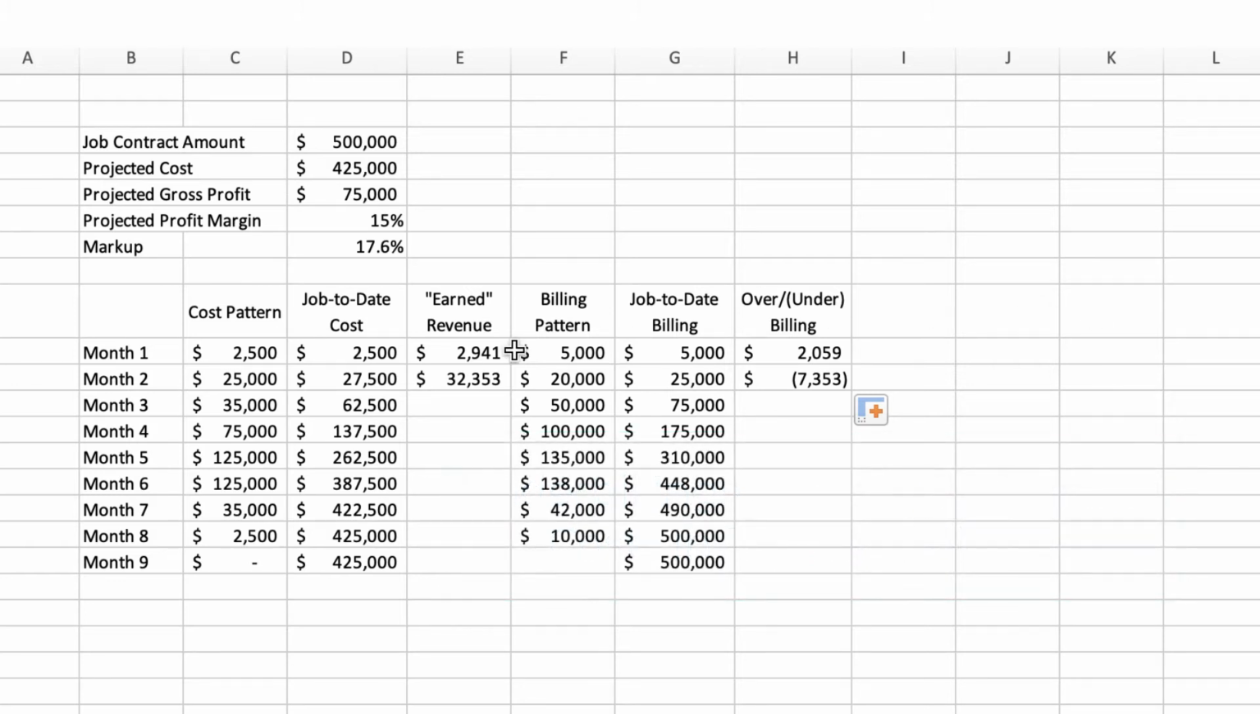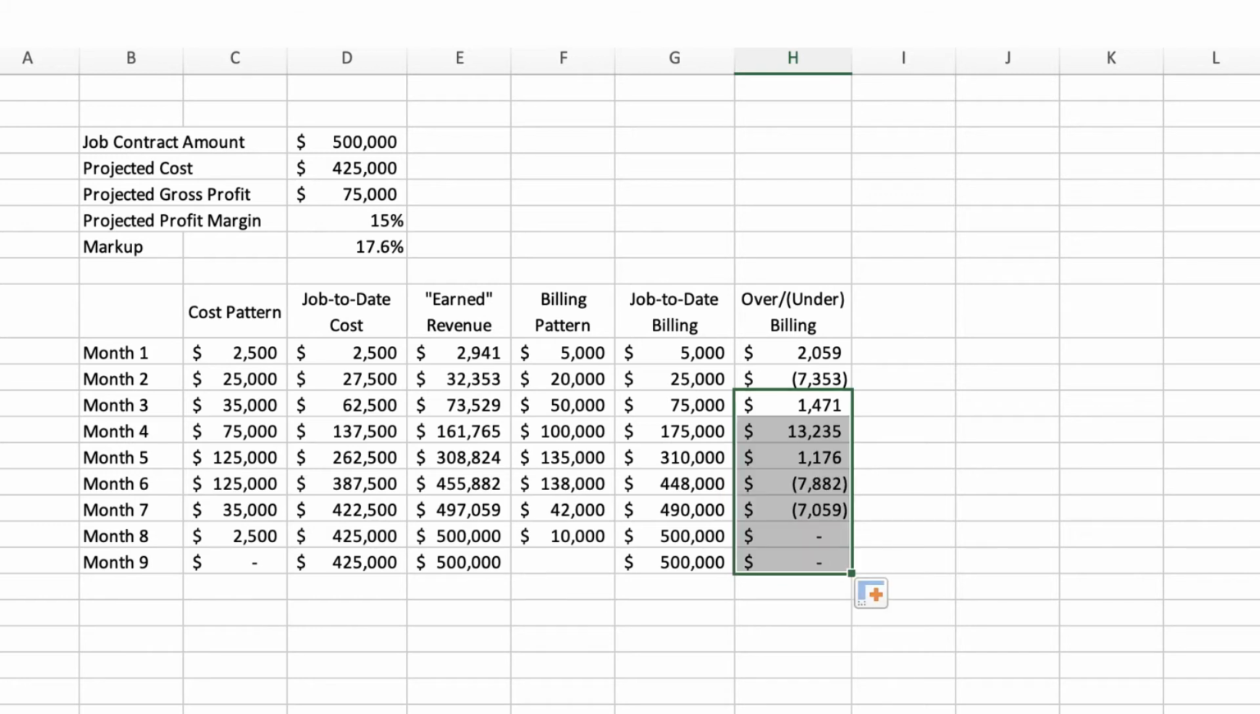In month 3, we have another $35,000 in cost and billed the customer an additional $50,000. When we compare the amount of revenue earned job to date and the amount billed job to date, we get an overbilling of $1,471. And this back and forth will continue until the end of the job. At the end, when the costs are all in and the customer is billed in full, there is no longer an over or under billing. You've earned the full amount of the contract and you've billed it in full.